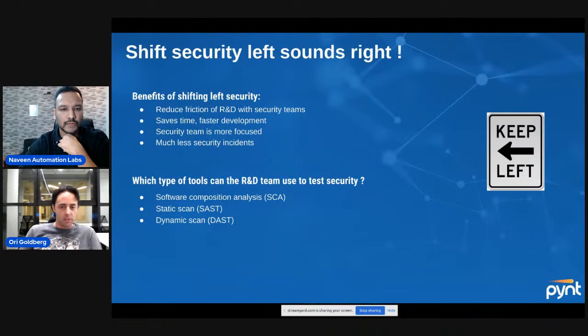Which tools can R&D teams use today? Well, in application security, there are mainly three groups of tools. We have SCA, the software composition analysis tools. These are tools that check your open source libraries for any known vulnerabilities. We have static scan tools that analyze your source code, trying to look for security issues there. And we have dynamic scan tools, which actually create requests against the target application that we're testing, and according to the results, they tell you if there's a vulnerability or not.